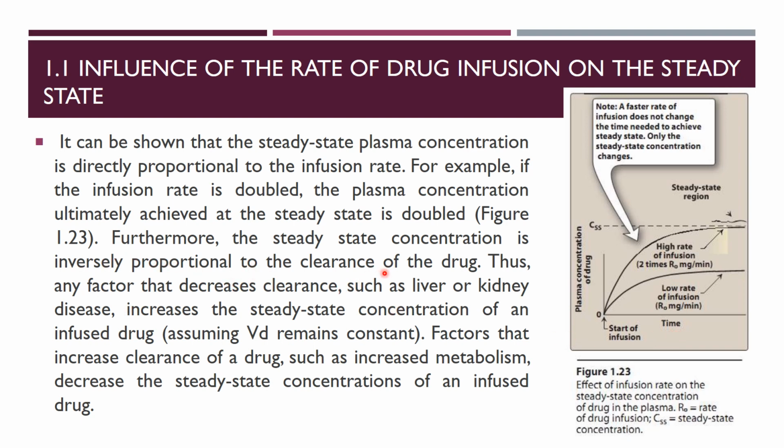Furthermore, the steady state concentration is inversely proportional to the clearance of the drug. Thus, any factor that decreases clearance, such as liver or kidney disease, increases the steady state concentration of an infused drug, assuming volume of distribution remains constant. Factors that increase clearance of a drug, such as increased metabolism, decrease the steady state concentration of an infused drug.